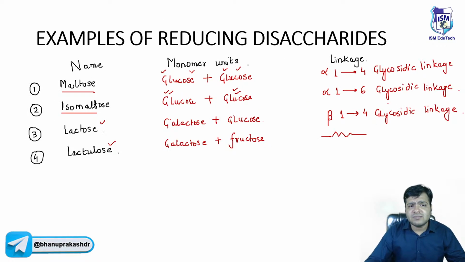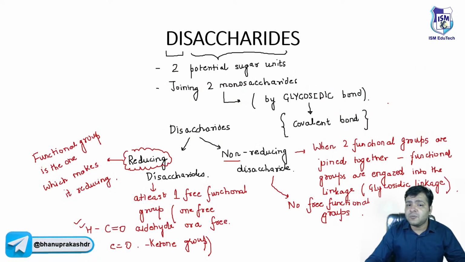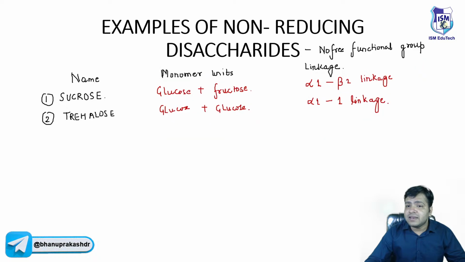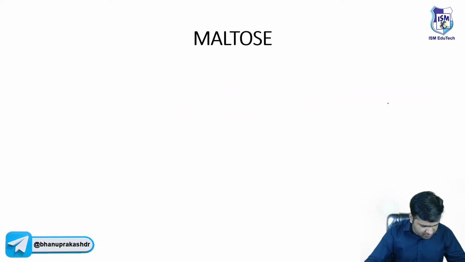We will try to draw each structure one by one. I hope till now the concepts of disaccharide, reducing disaccharides, non-reducing disaccharides, the monomer units and the linkage are clear to each and every one. Right now, just give me a thumbs up.